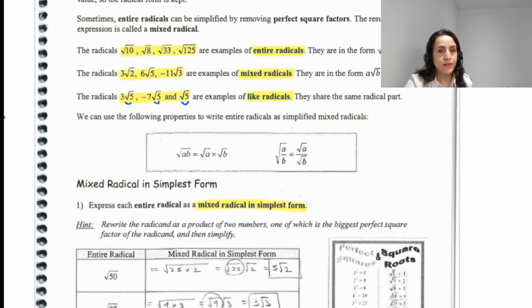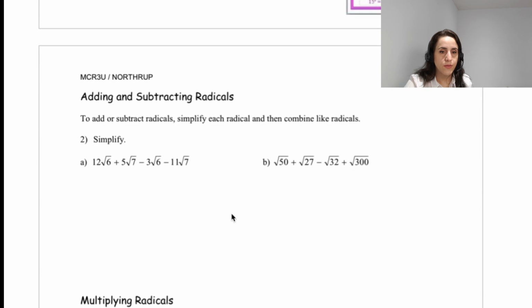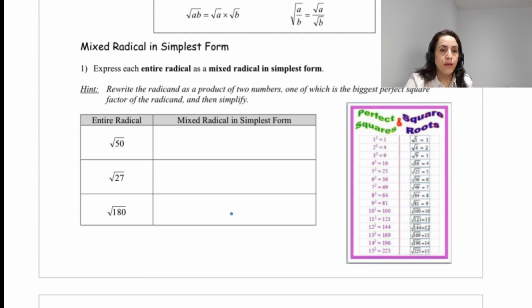Here are some examples of how we can express an entire radical as a mixed radical in simplest form. For example, here I have radical 50. I can write 50 as 2 multiplied by 25. I know that radical 2 and radical 25, based on the law that I have here, I can write it down.